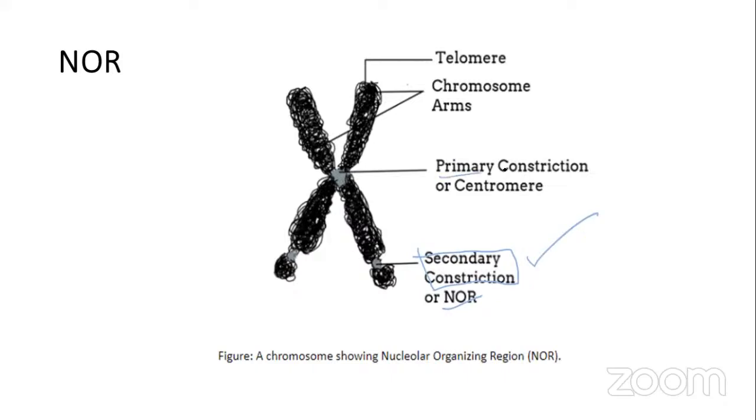About the primary construction, otherwise called the centromere. At the center of the centromere, the two arms are connected. So this is called the primary construction. Suppose they are having a satellite, like that. This is called the secondary construction, otherwise called NOR, nuclear organization region. Okay, my dear, so the correct option is the second one.